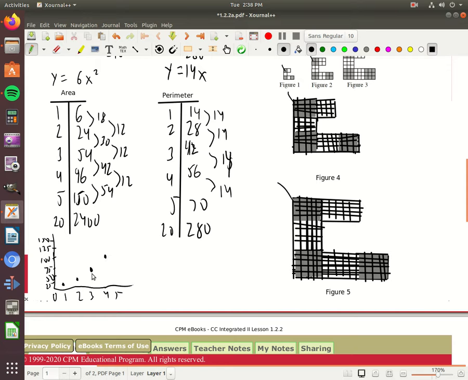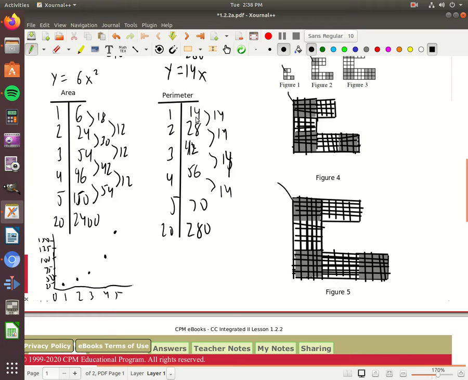4 and 96. Actually, that one would be better down. It was down a little bit there. I think I went a little too high. 54 should have been more like right there. 4 and then 5, 150. So you can see we're getting a curve. Definitely getting a curved shape there.